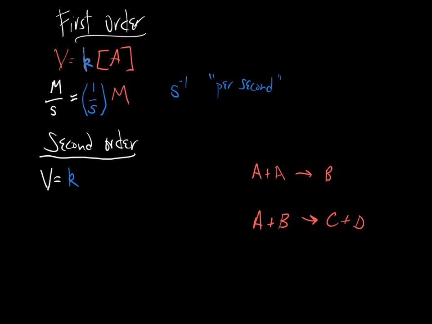So in that first scenario, we have V is equal to k times the concentration of A times the concentration of A, or A squared. So the exponent still equals 2. I'll give you a moment to write down the rate law for the lower example.